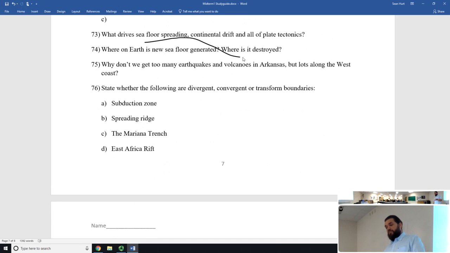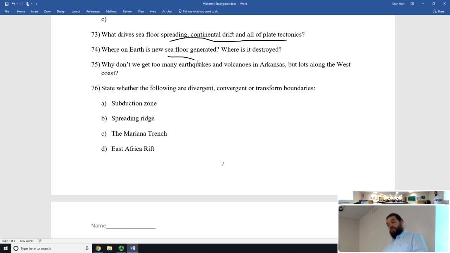Now, what drives seafloor spreading? Seafloor spreading, continental drift, and all of plate tectonics, that's mantle convection. That's what's driving it all. And mantle convection, in turn, is being driven by the temperature differences, the geothermal gradient, the temperature difference between the bottom of the mantle and the top of the mantle.